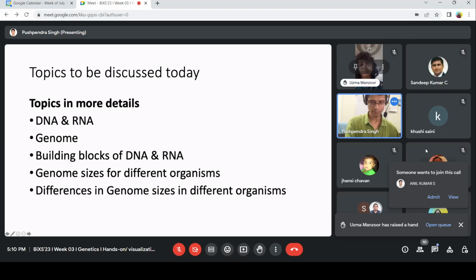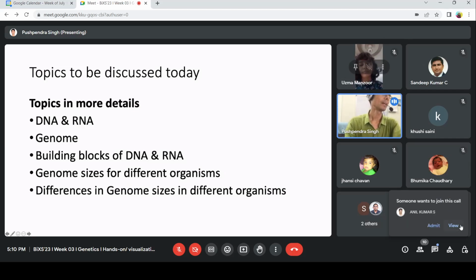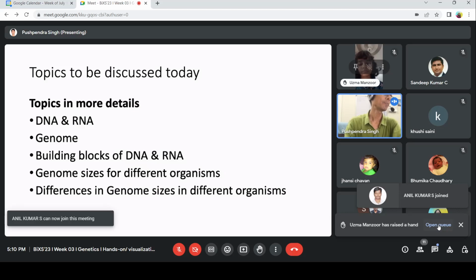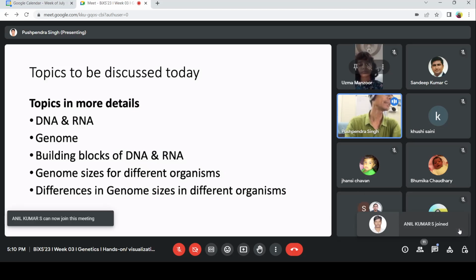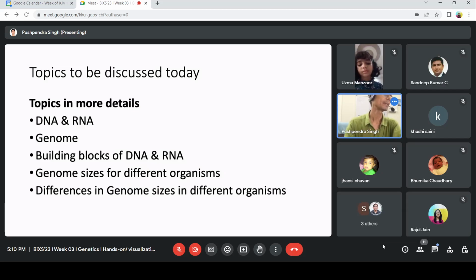For example, we have a building, and it's made of bricks. So similarly, DNA is also made with certain units which are repeated, and their sequence and order determines the type of information it will contain. So we'll also get to know about the building blocks of DNA.